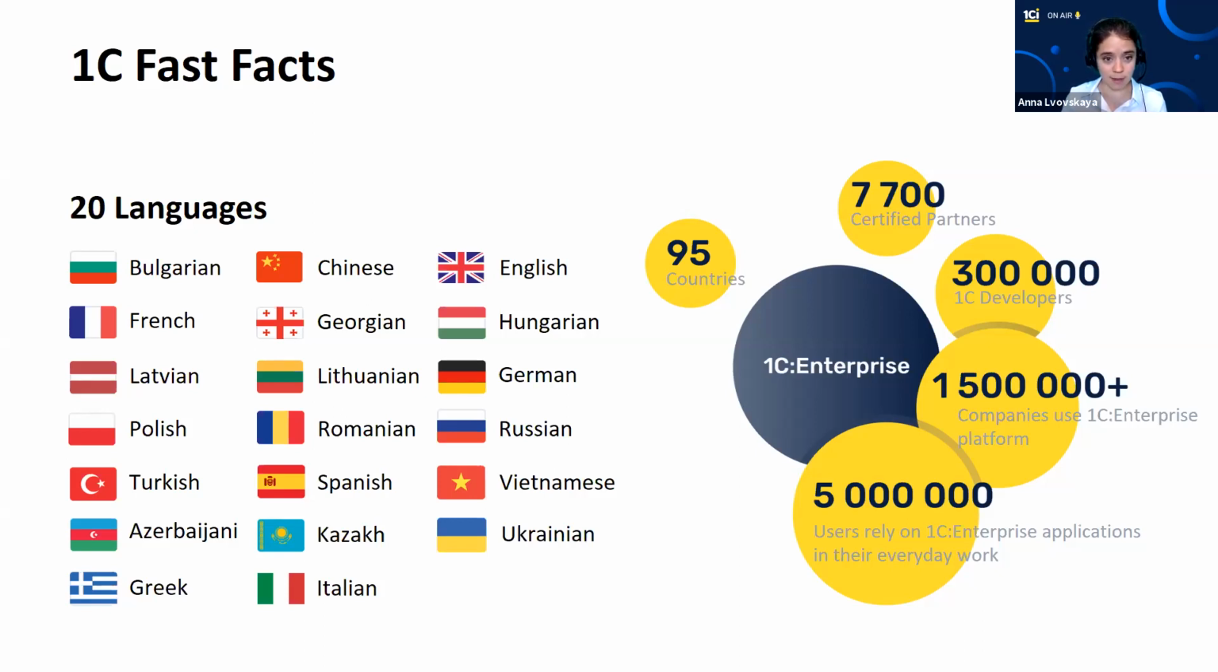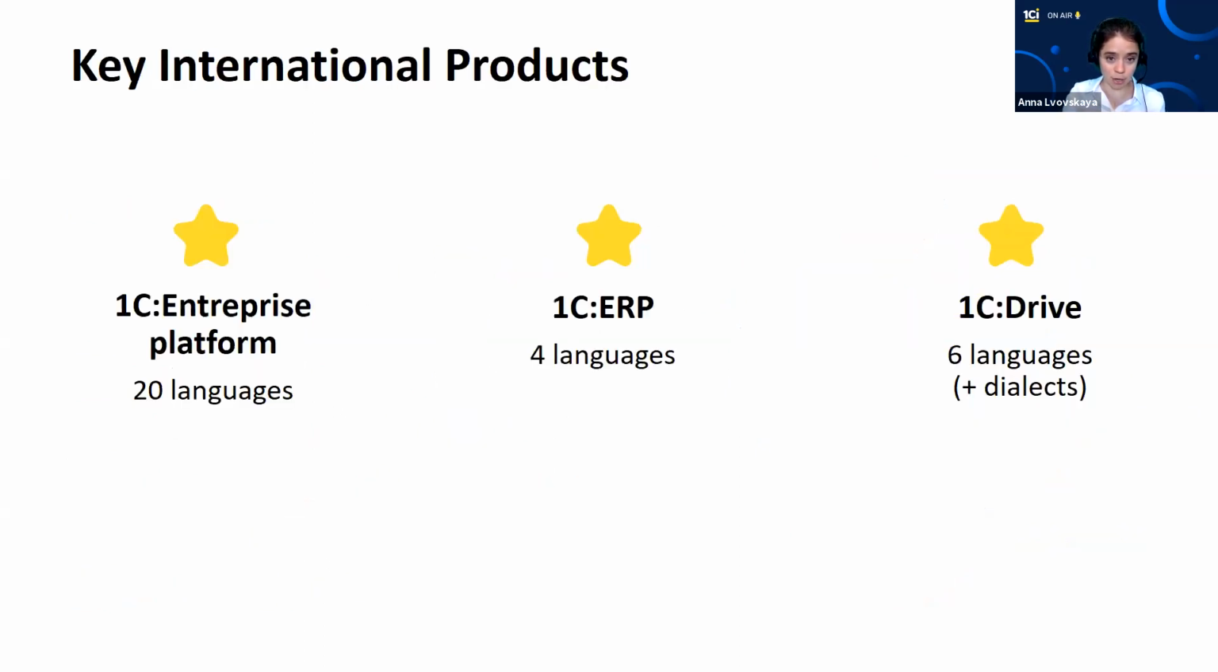So you might understand that we, as the international division of the company, are facing the issue of localizing products all of the time. This is our daily job. We have got 3 key products for international markets. The first one, of course, is the platform, OneCI Enterprise Development Platform, that is being translated to 20 languages. Then there is OneCI ERP, which is an ERP system for medium and large enterprises that is working in 4 languages. And of course, OneCI Drive, ERP system for small and medium enterprises that is working in 6 languages and some dialects.